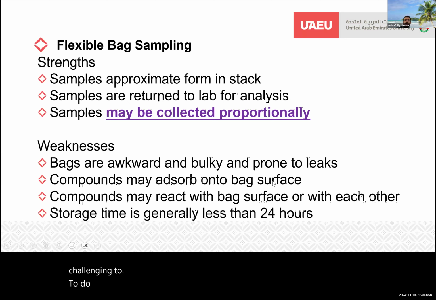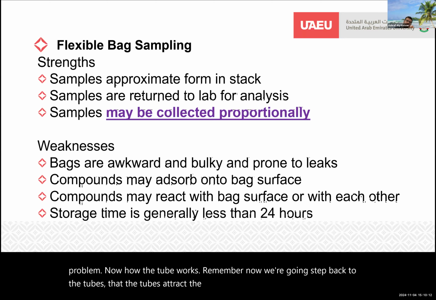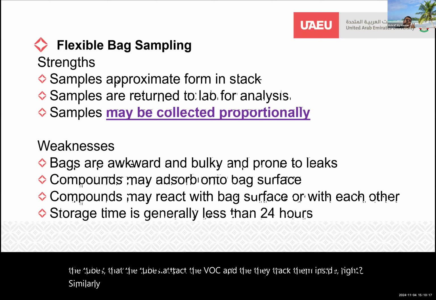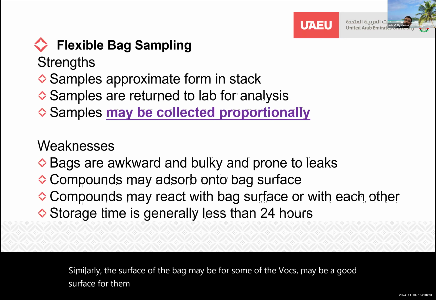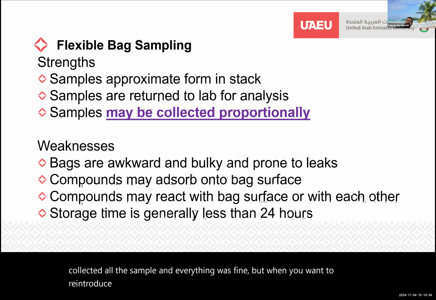Compounds may absorb onto the bag surface. That's another problem. Now, going a step back to the tubes, the tubes attract the VOCs and they trap them inside, right? Similarly, the surface of the bag may be, for some of the VOCs, a good surface for them to attract and attach to. So we collected all the sample and everything was fine, but when you want to reintroduce it, you are actually leaving something behind in the bag. Make sense?